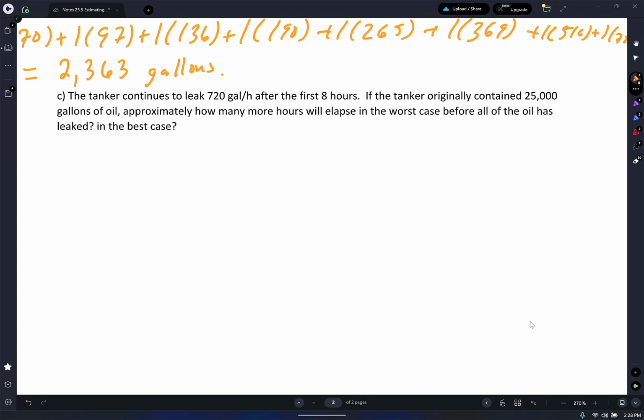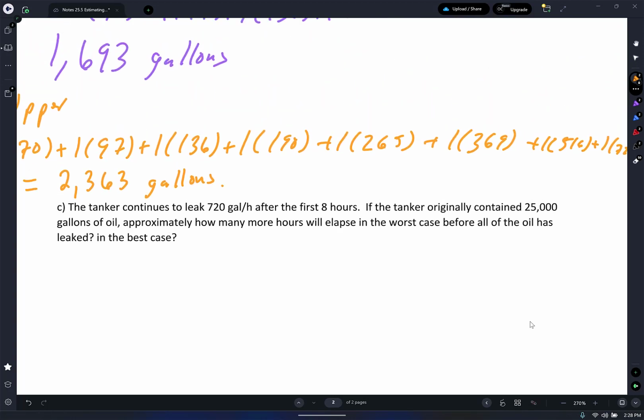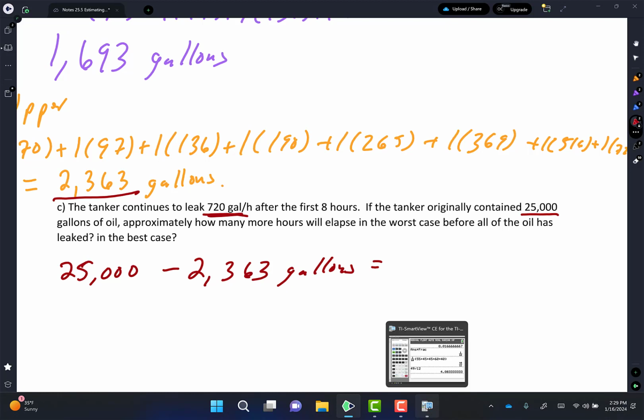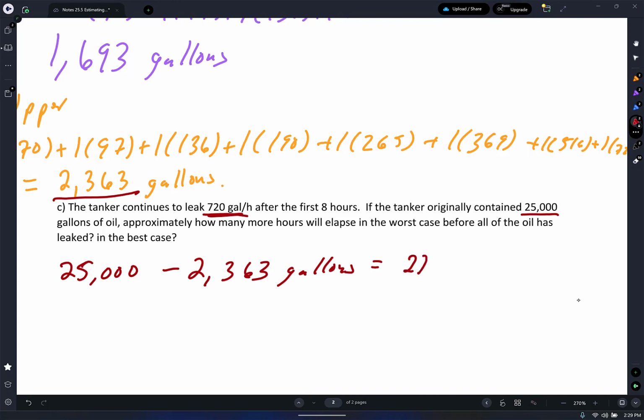Okay. So for the most amount of oil that's come out, then we have this one, right? So this is how much oil has come out. And then this is how much comes out for the remaining, for the difference. So what you're going to do, you've got 25,000 gallons of oil and subtract 2,363 gallons. So what is that? 22,637 gallons. Okay.